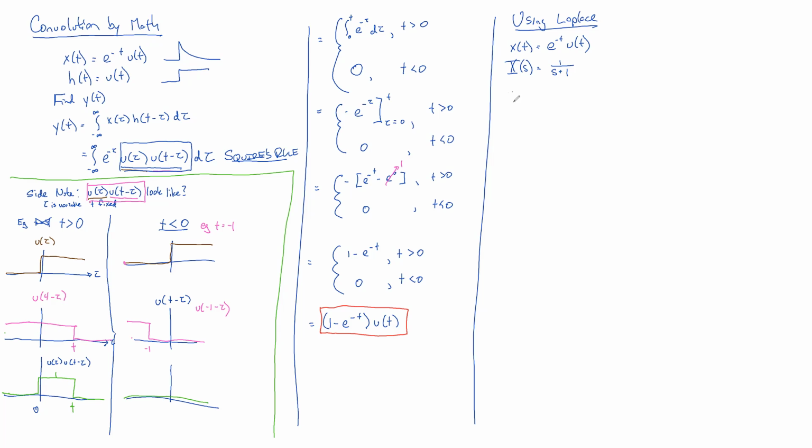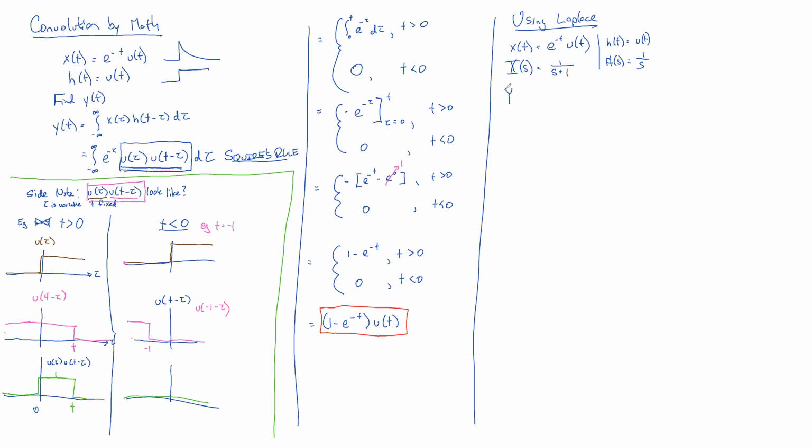And similarly, we can do it for h of t, right? If I'm telling you that my h of t, I'll do it on the other side, is u of t, then Joseph, tell me what our h of s is. That would just be 1 over s.